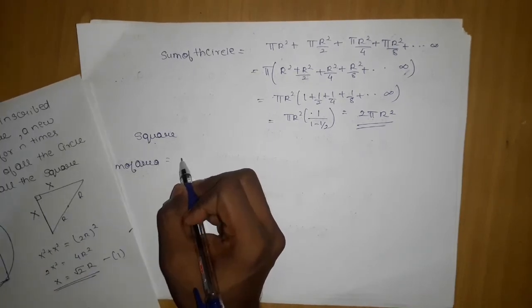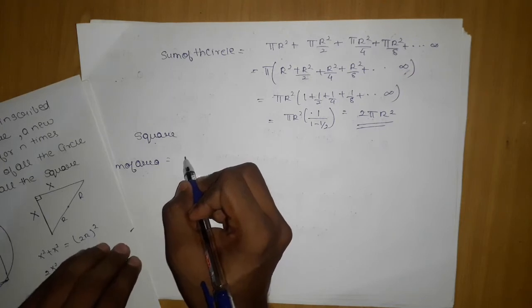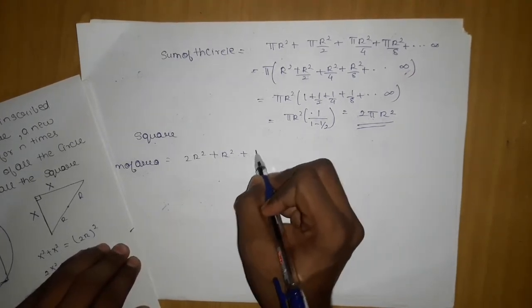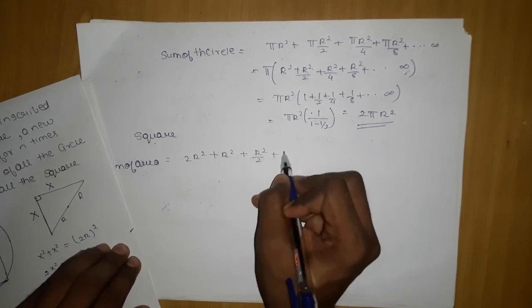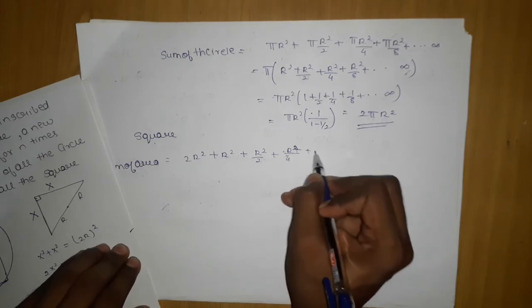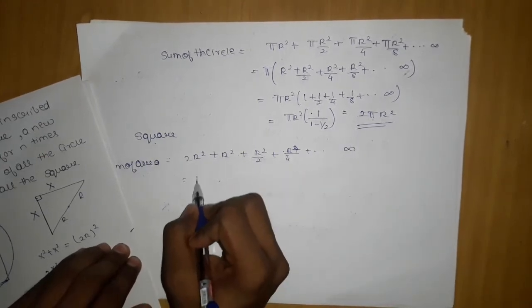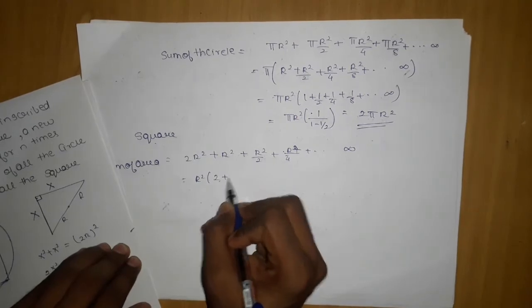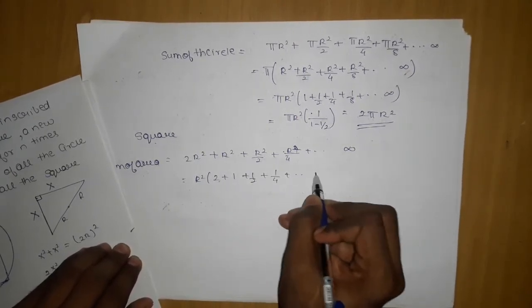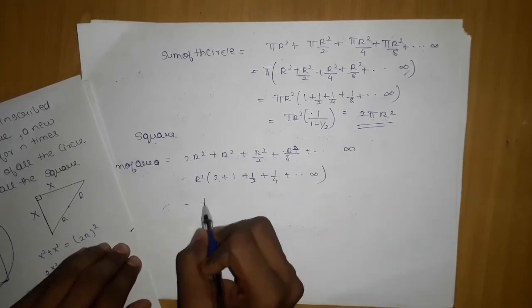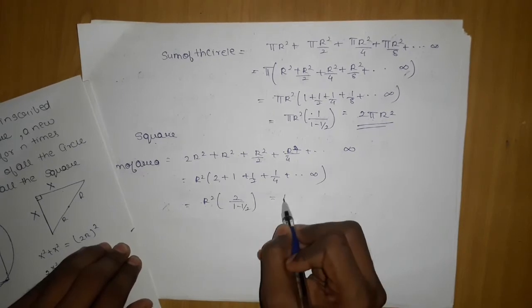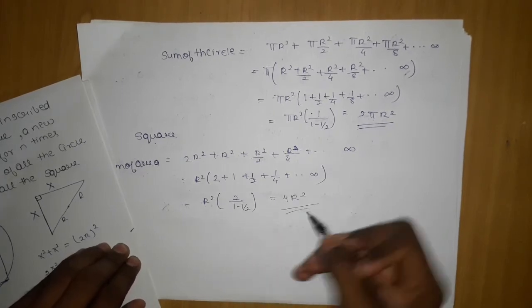The first one is r into r, so the first one is 2r square, the second one is r square, the third one is r square by 2, and the last one after this is r square by 4, and so on till infinity. If we take r square common, the pattern we can see is 2 plus 1 plus 1 by 2 plus 1 by 4, with common ratio 1 by 2. We get r square times 2 upon 1 minus 1 by 2, giving me finally 4r square. So this was our answer.